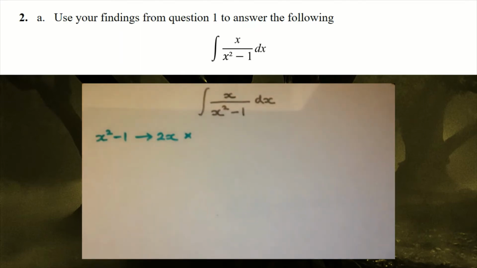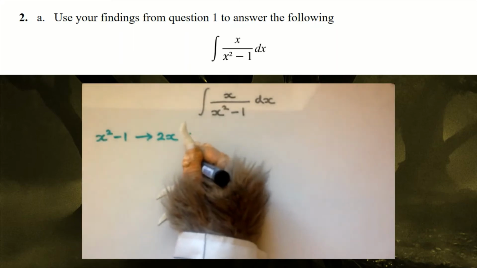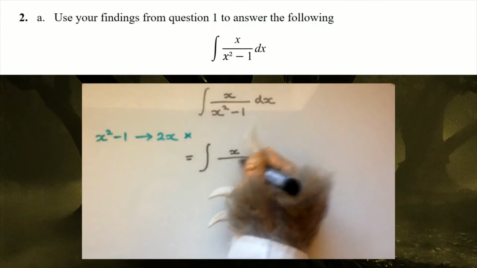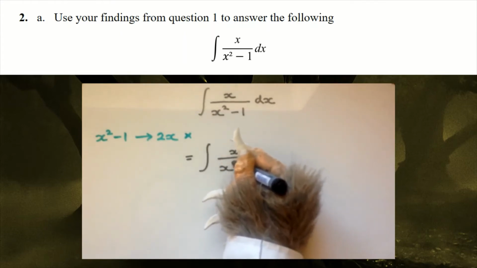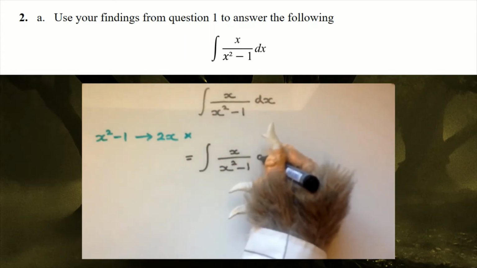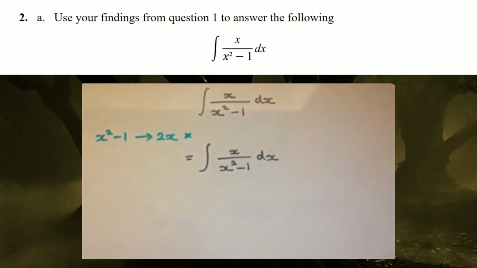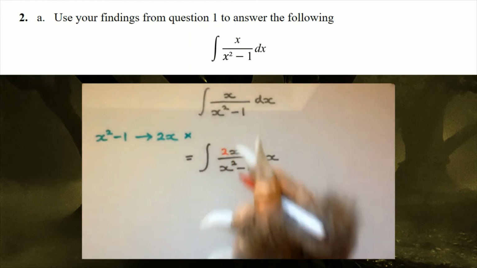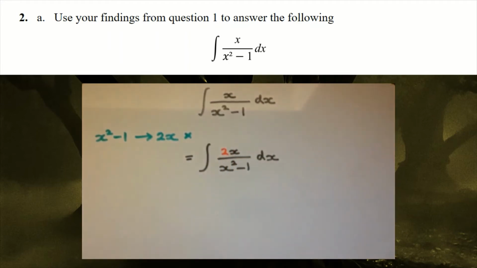And the answer is yes, we can. So I'm just going to rewrite the question as follows. So this is going to equal the integral of x over x squared subtract 1 dx. Now, wouldn't it be great if I could have a 2x in the numerator? Wouldn't that just work out brilliantly? Okay, because then we would have the same answer as we had in 1a. Now, yes, I can use that.